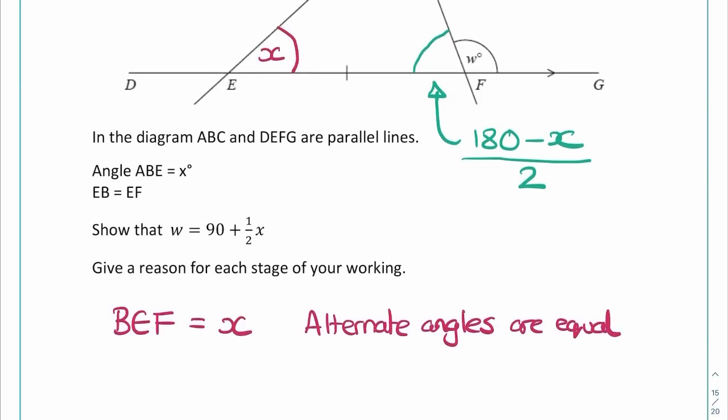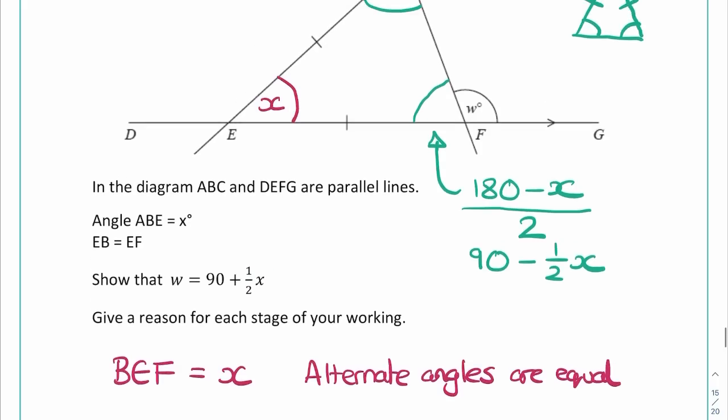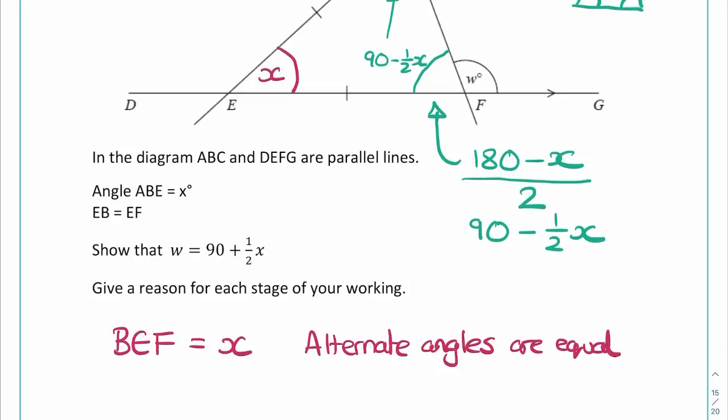Now we can divide both of those by 2. 180 divided by 2 is 90, and 1x divided by 2 is half x, so minus a half x. You could write that as 0.5x, but as in the question it wants us to have a half here, I may as well leave it in fractional form. So there we go, that is the size of one of those angles. Let's label that on the diagram, and then we need to write our reason for that as well. I'll only label it there, it is the same as this one too, but I just need to label the one because now I can get to w.